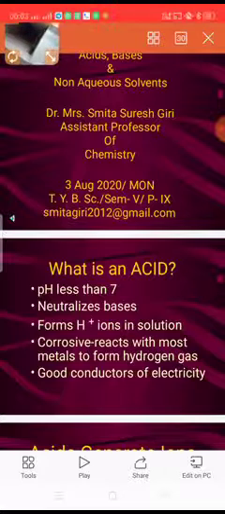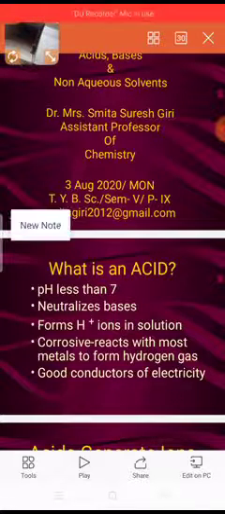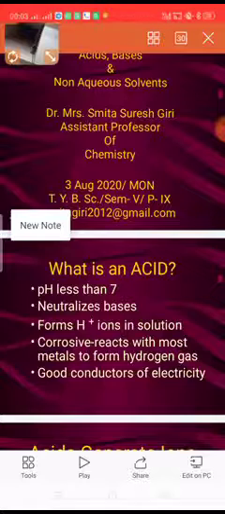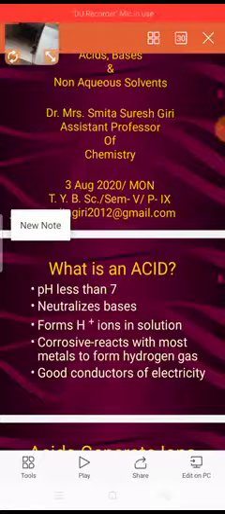Acids have pH less than 7. They neutralize bases and form proton ions in the solution. They act as corrosives when they react with most metals to form hydrogen gas, and they are good conductors of electricity.